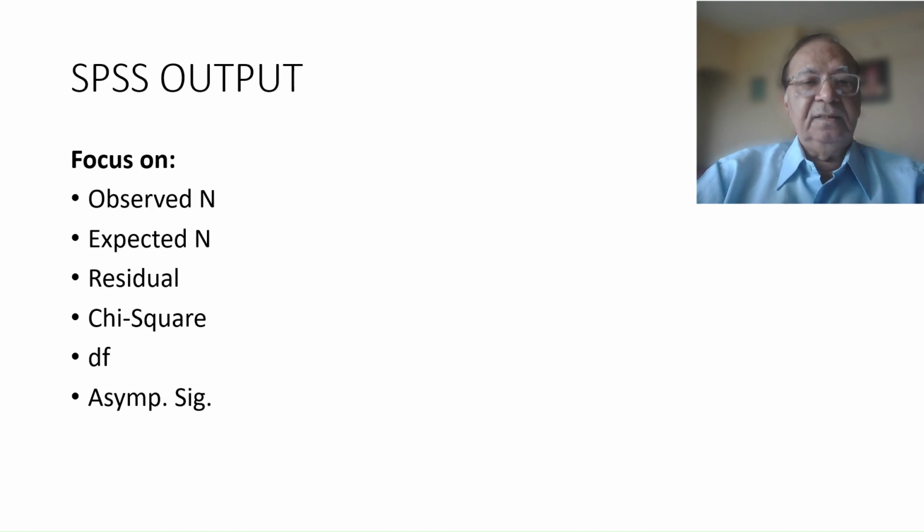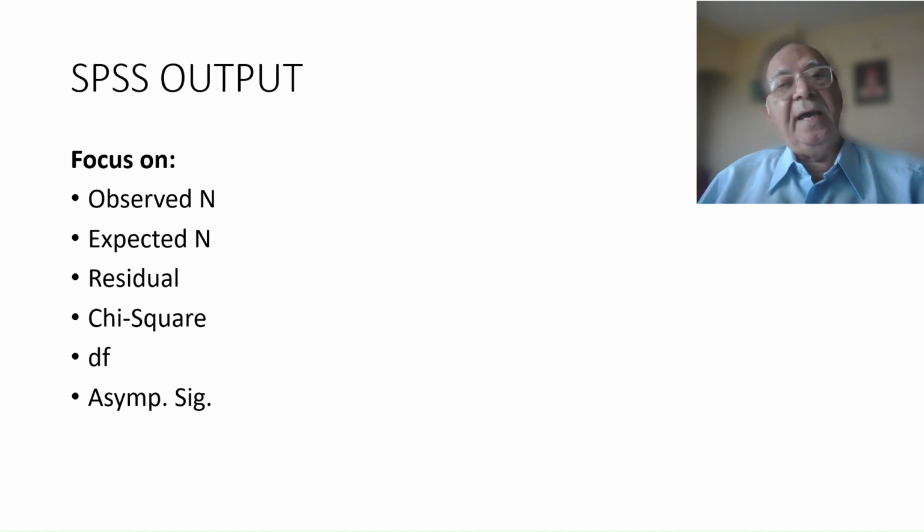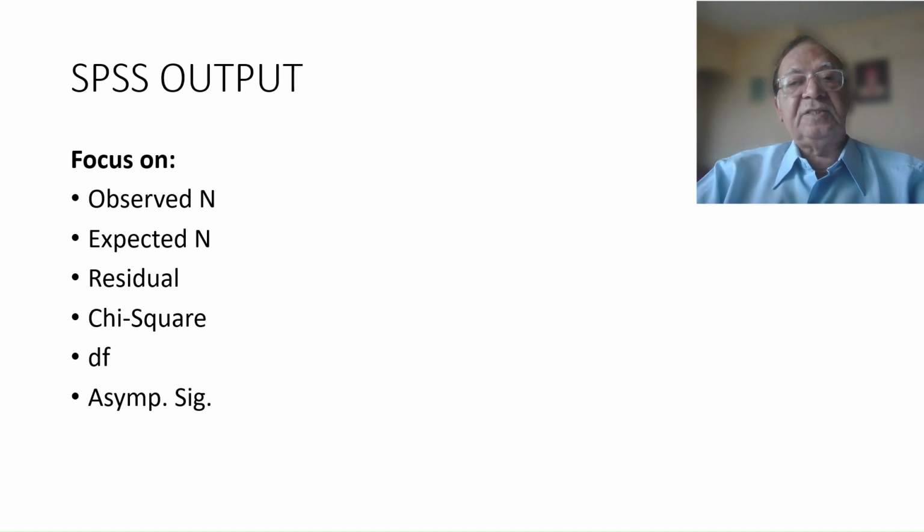Let us examine the SPSS output carefully. Observed N represents the actual frequencies. Expected N represents the frequencies expected under null hypothesis. The residual is simply the difference between observed and expected frequencies. Then SPSS reports the chi-square statistics, degrees of freedom, and the significance value. Do not simply look at the p-value. Look at the entire output and understand how observed frequencies differ from the expected pattern.